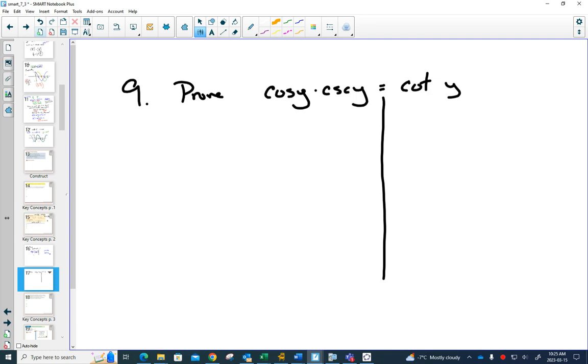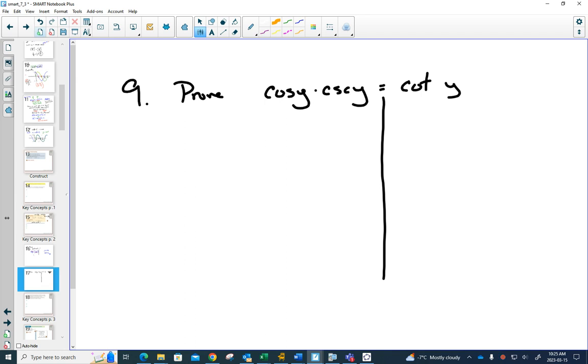But when you have something like this, and you have to make a decision to change something into something else, it can be difficult to say, well, what should I change? I could change the cos. I could change the cosecant. I could change the cotangent. What happens if I change the wrong one and I don't get to the solution that I want?